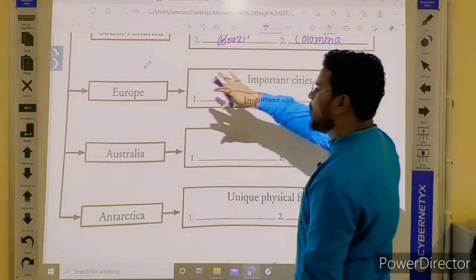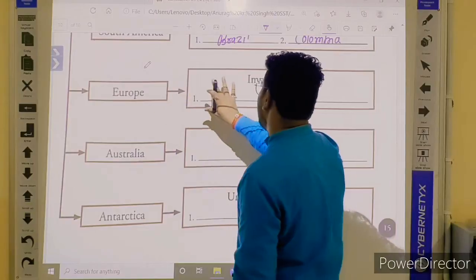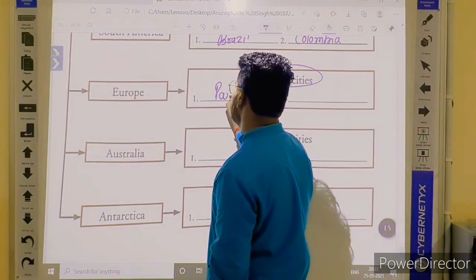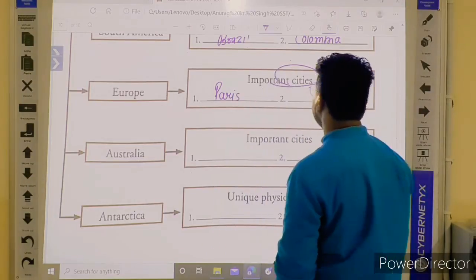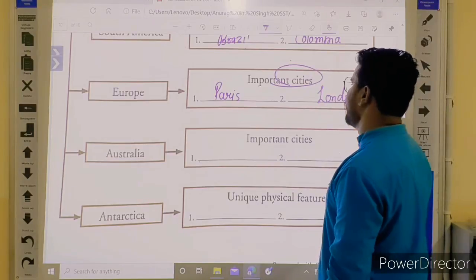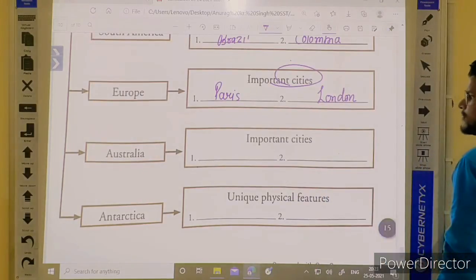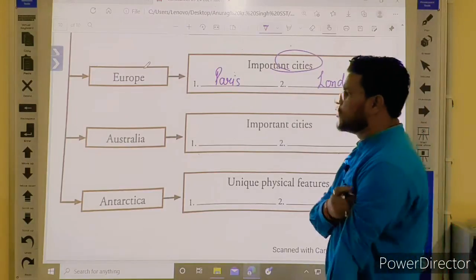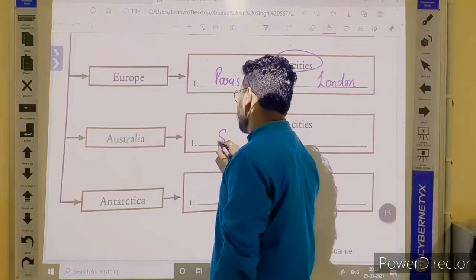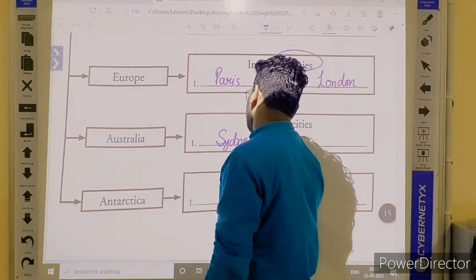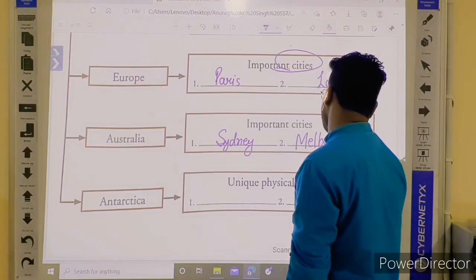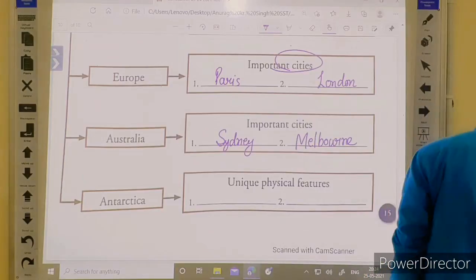And about fifth continent, Europe. Write the two important cities of Europe. First one is Paris and second one is London. Now student, come on the sixth continent, about Australia. Important cities of Australia: Sydney and Melbourne. Everybody written?